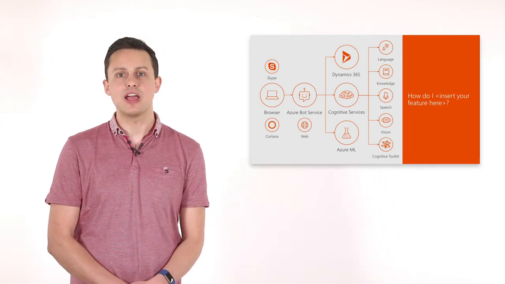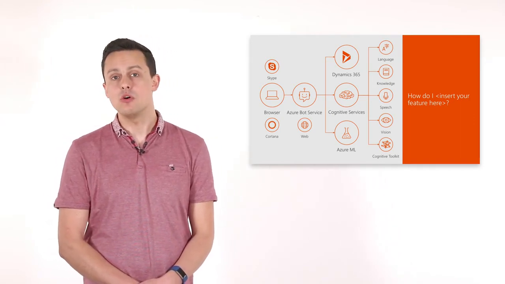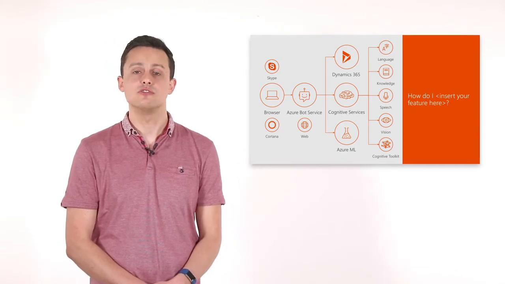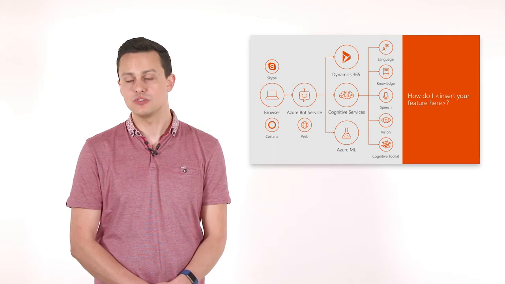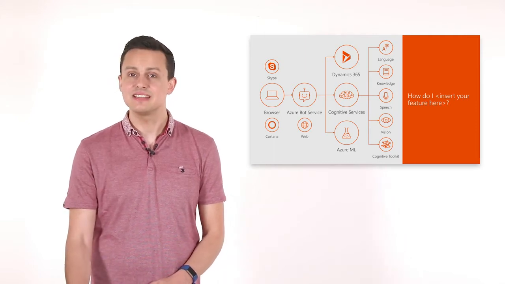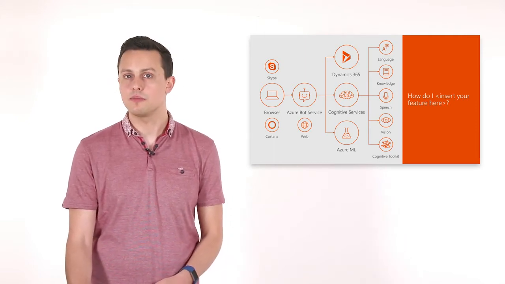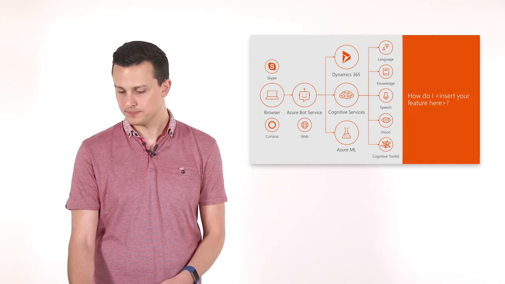So if you want to add an AI feature that is not supported by one of the major cloud providers, then you're probably going to have to build it yourself. And in this session, we're going to look at the different approaches to doing that. So, what is the Cognitive Toolkit? What can it enable? And how do we use it?